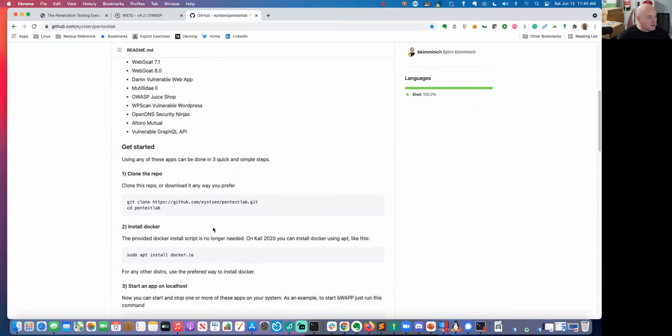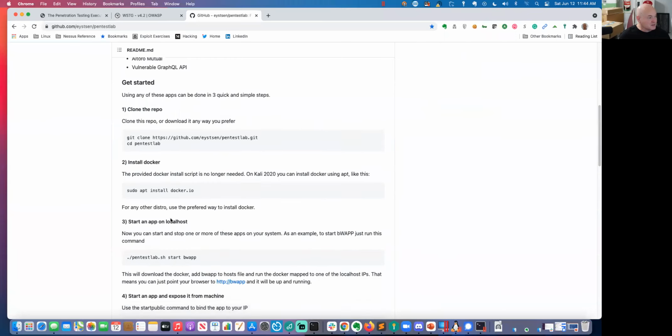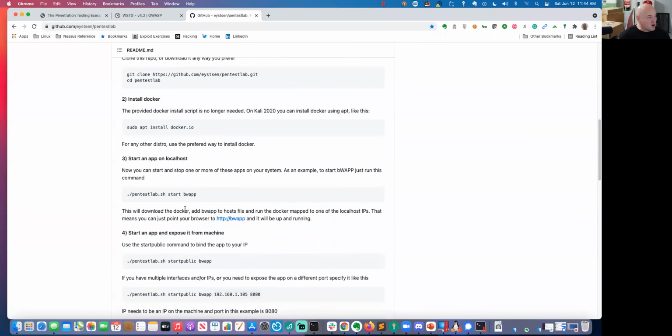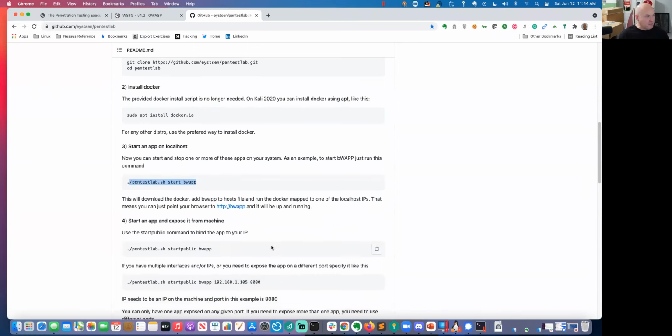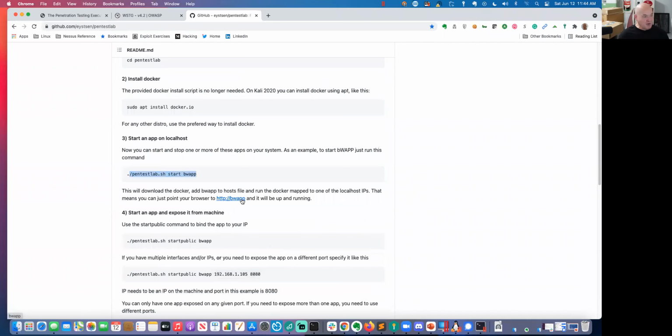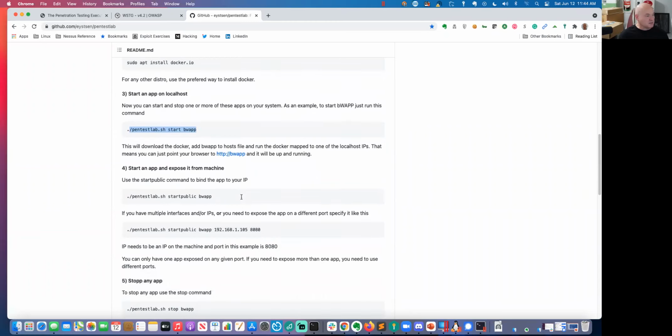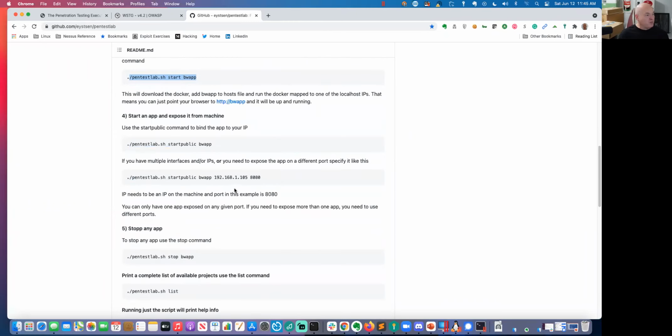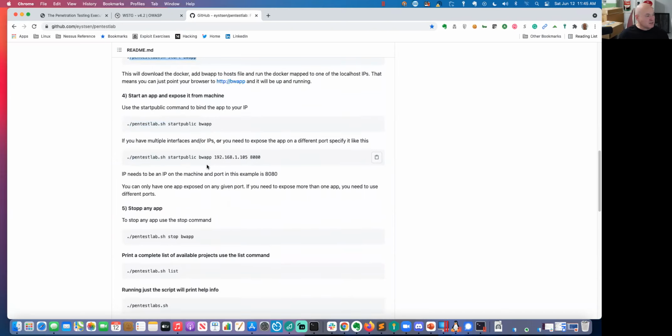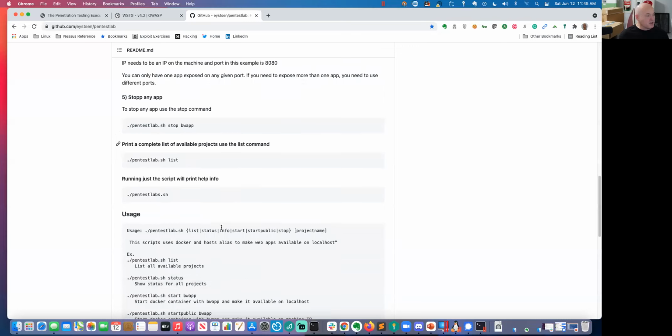So here you can see git clone. When you start it, if we want to start buggy web app, then you just use the script, start buggy web app. And then it's going to give you this URL. It creates domain names for each one of these, so you're able to connect there, and it also gives you an IP address. You can change the ports if you want to, but it gives a unique port to each one of these.